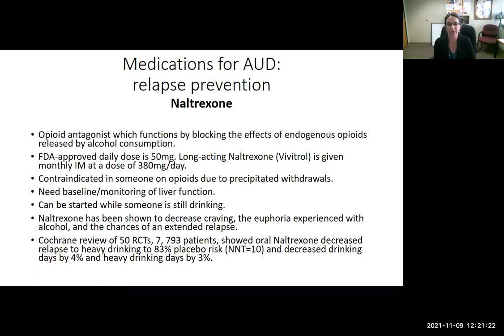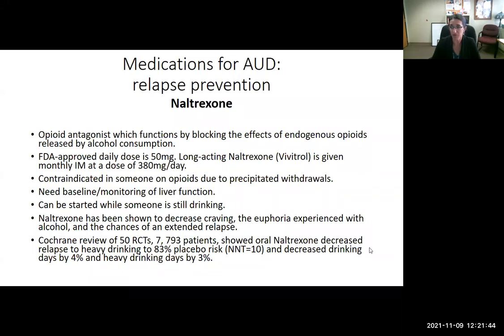So it wouldn't be something that we could offer someone who's on buprenorphine or another opioid agonist or partial agonist. You do need baseline monitoring of the liver, and then shortly after starting, and then quarterly, and then can extend monitoring of that. It can be started while someone's still drinking.